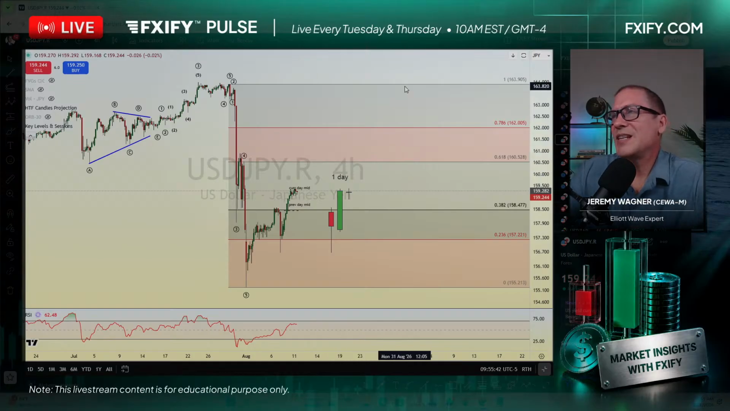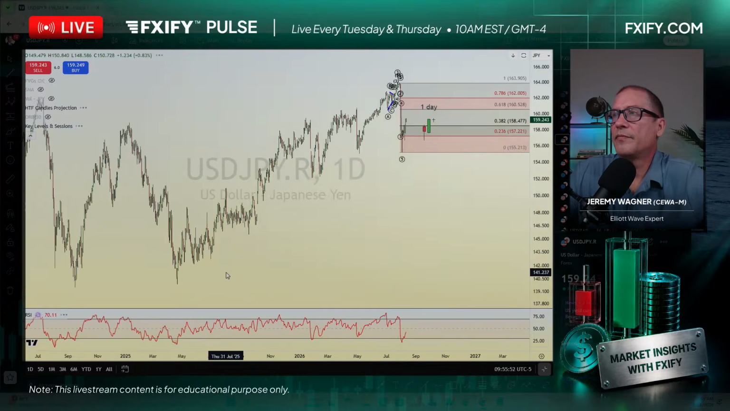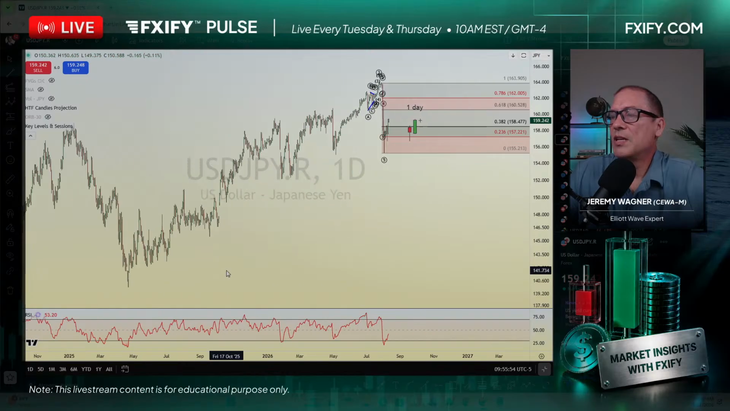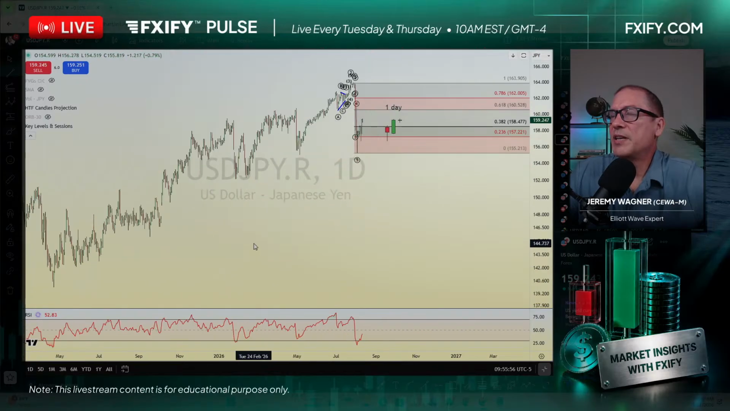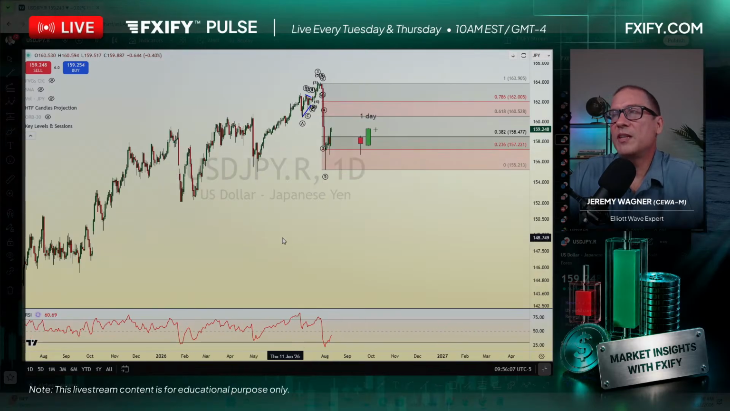Just real quick here on dollar yen. I'm not a huge fan of trading dollar yen right now, just simply because of all the intervention. It reminds me of way back when. I don't have it on this chart, but it reminds me of back in 2015, I think it was. Maybe it was 2011. I think it was 2011.